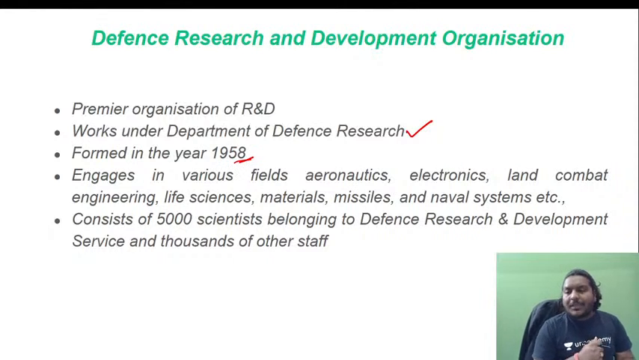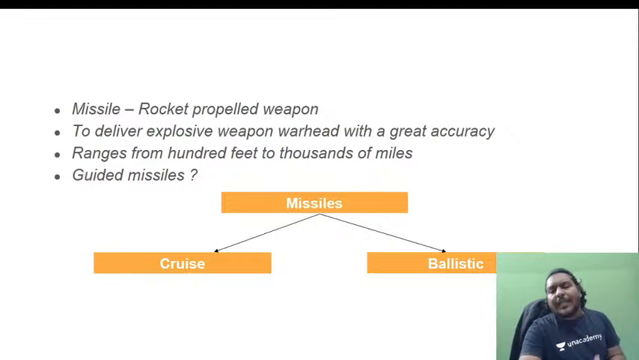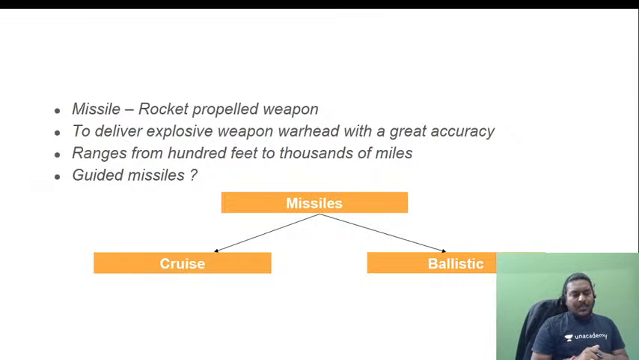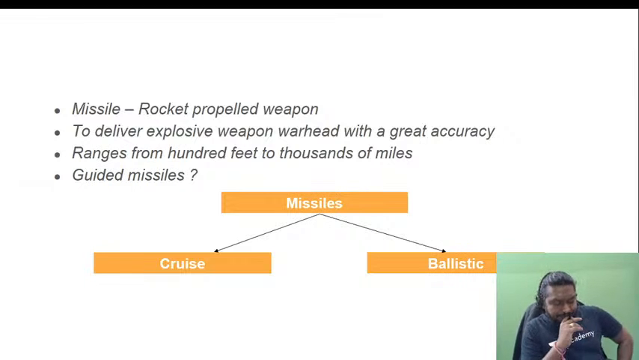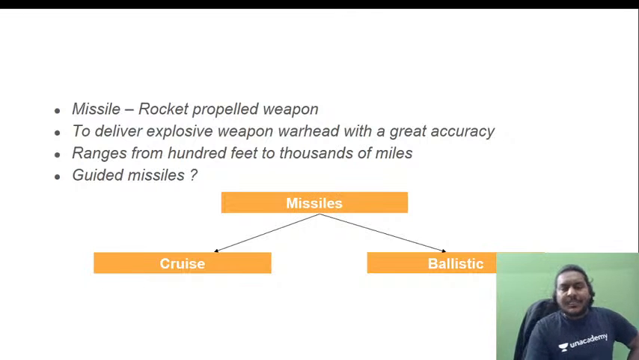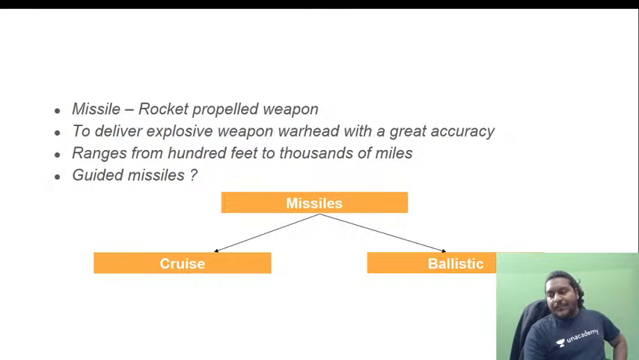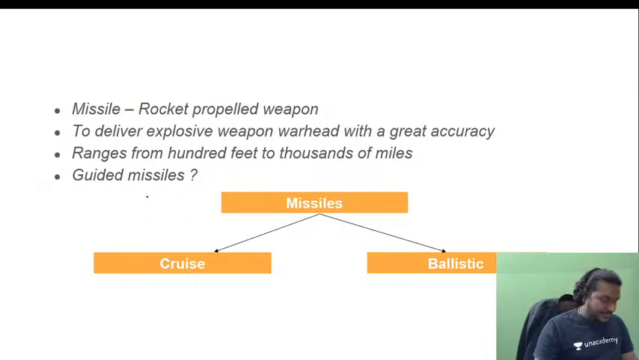They will deal with different areas here: aeronautics, electronics, land combat, life sciences, materials, missiles and whatnot. It has about 5,000 scientists working under it, and a lot of other people. Now when it comes to this area, when I say defense, definitely people think about rockets and all, right? So here we would start our introduction to this area called the missile.